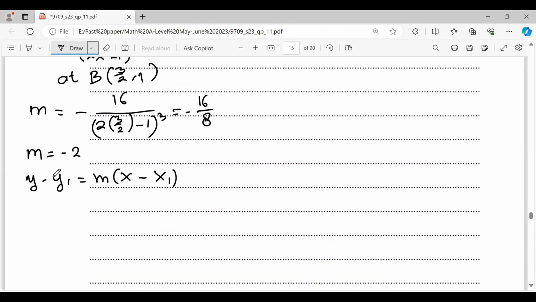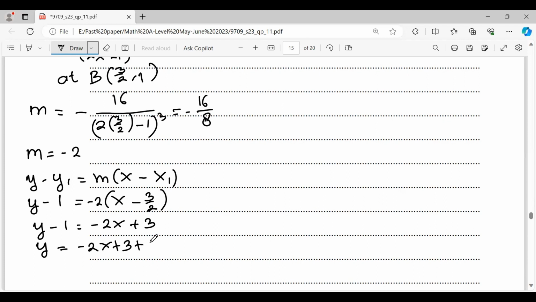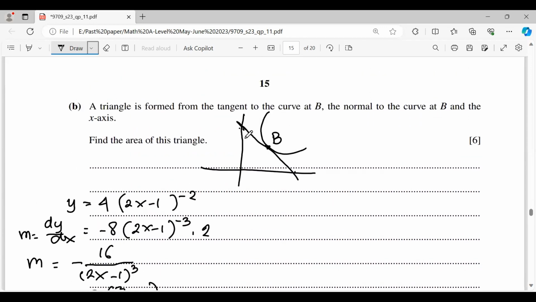Okay. So this equation passes through B and has gradient negative 2. It means y minus 1 equals negative 2 times x minus 3/2. Minus 2x plus 3. So y equals minus 2x plus 3 plus 1, because the negative 1 moves here. So the equation is y equals negative 2x plus 4. This is the equation for this tangent straight line.